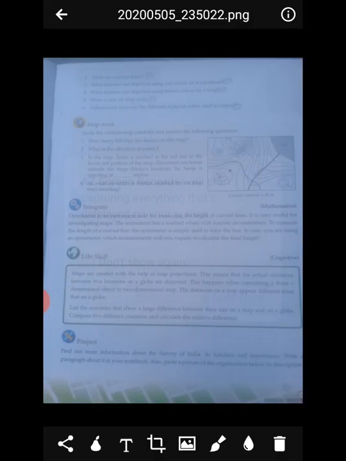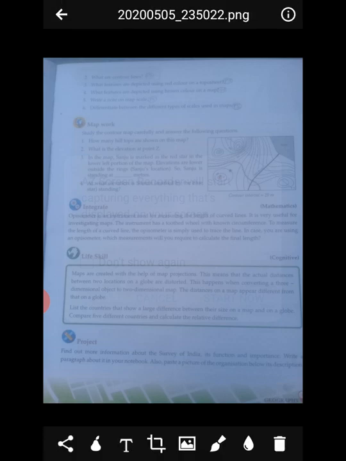We will get the answer. A contour line connects places of equal elevation on a topo sheet. These lines show the height of the ground above or below the mean sea level.